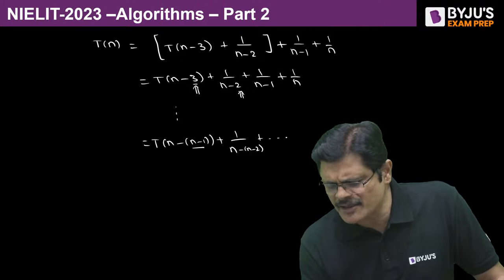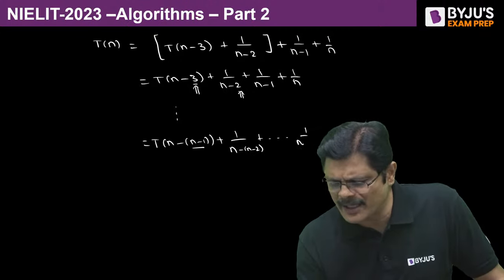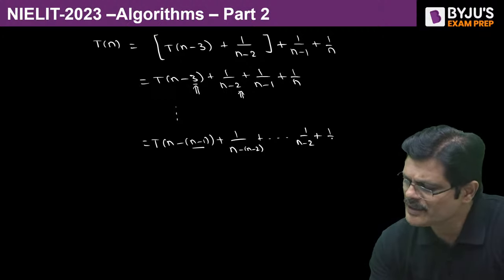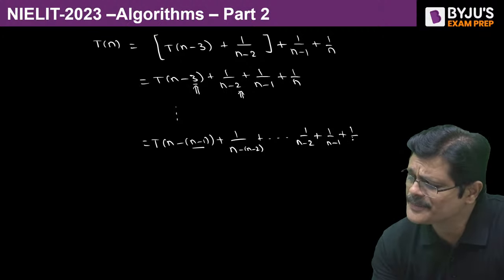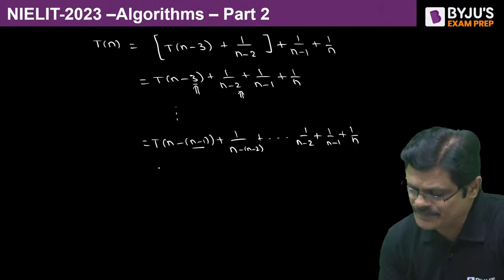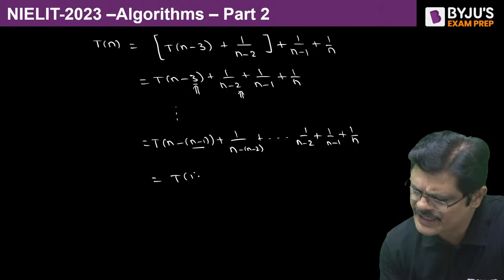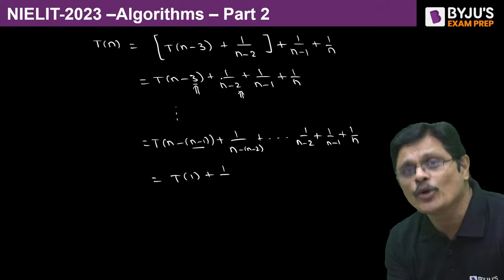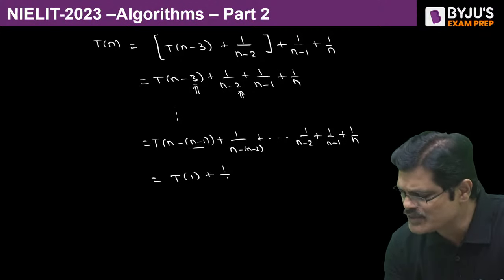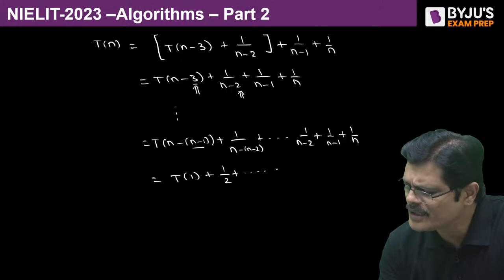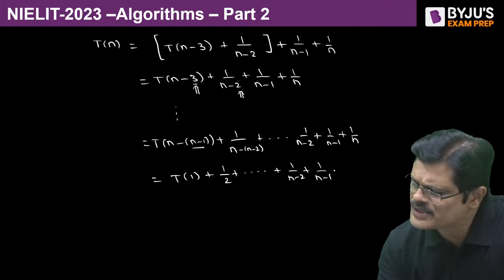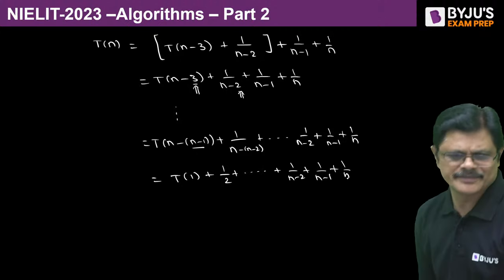Of course, the last terms would be the same fellows. That is 1 by n minus 2, very good, Shyam, 1 by n minus 1 and 1 by n. And if you simplify this, this is obviously T1. Actually if it is n minus 3, it is n minus 2, 1 more than this. So if it is 1, it is 1 by 2 and so on. 1 by n minus 2, 1 by n minus 1 plus 1 by n.